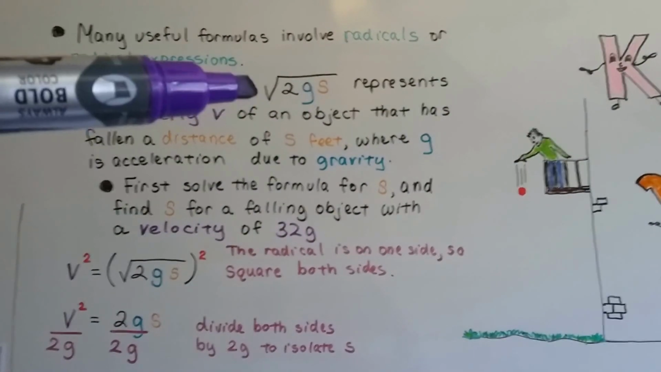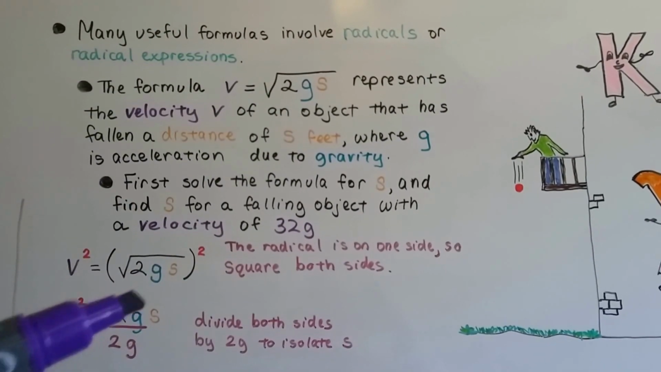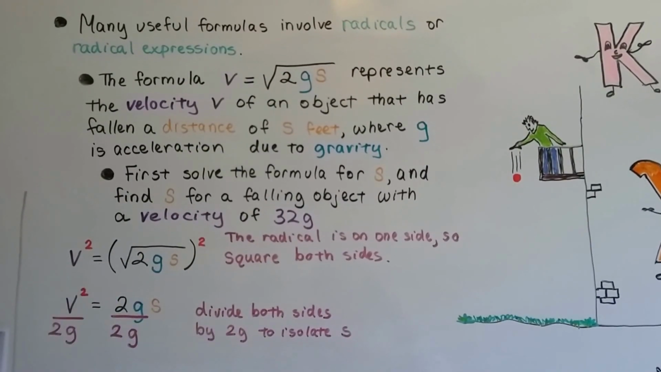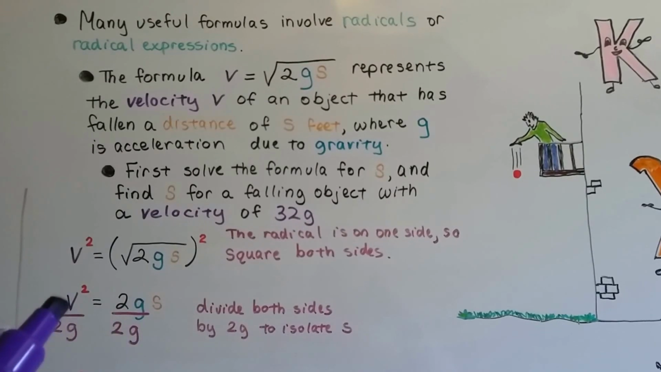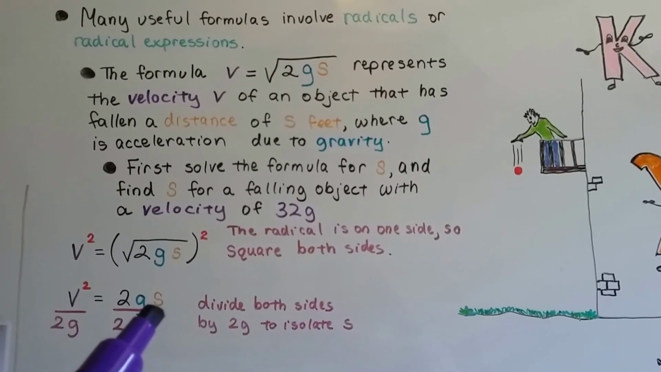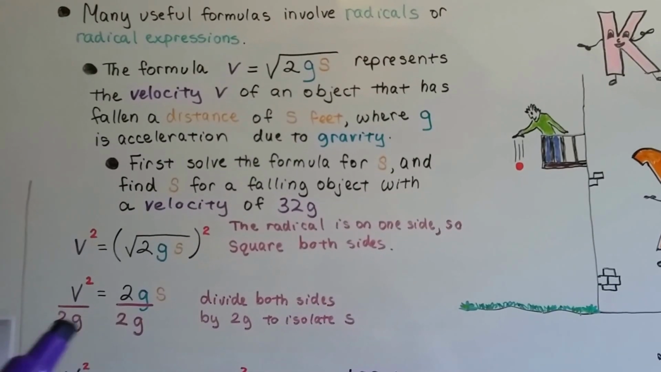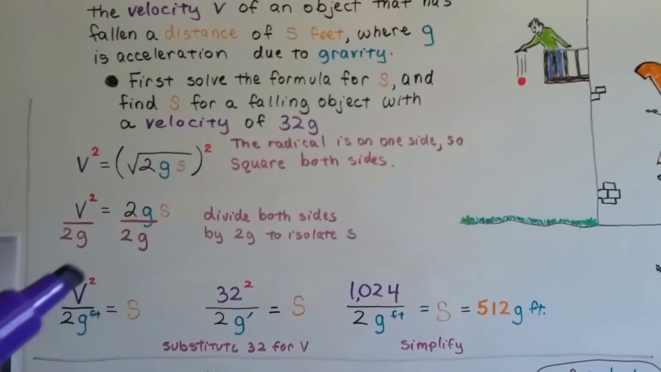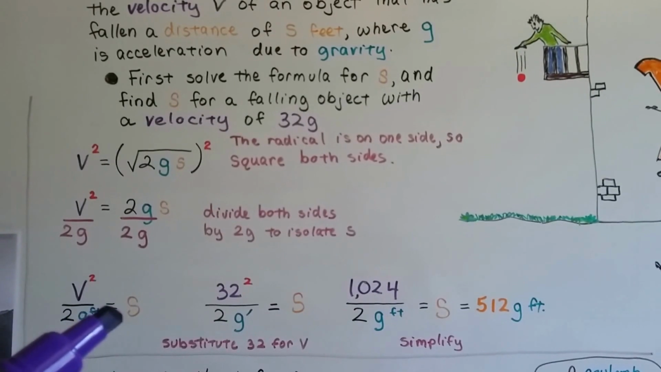We take our formula. It's already got the radical on one side of the equal sign, so we're just going to square both sides to remove the radical symbol. We end up with 2gs on this side and v squared on this side. We need to isolate that s, so we're going to divide both sides by 2g. That's going to change our formula to v squared divided by 2g equals s.